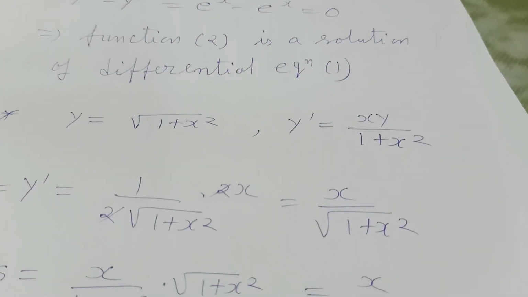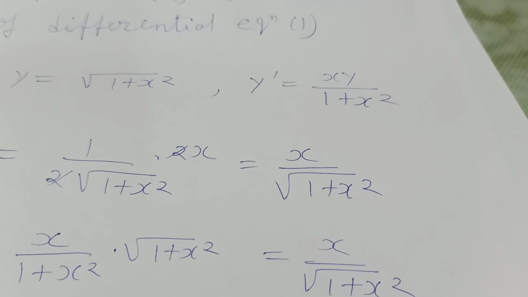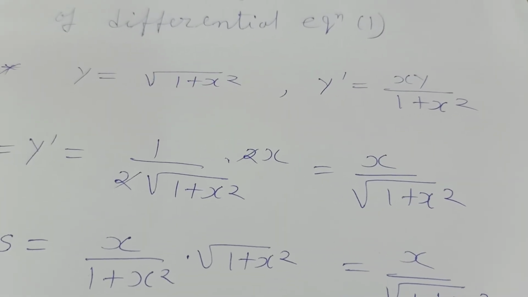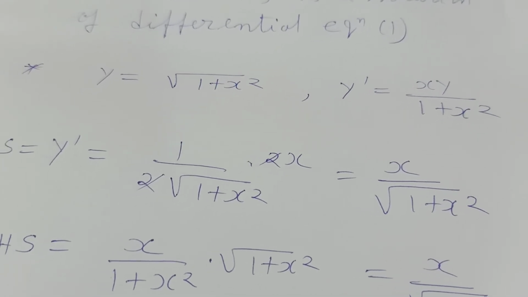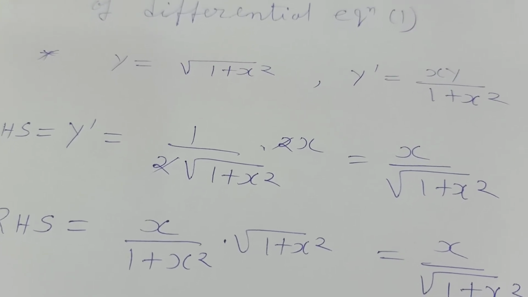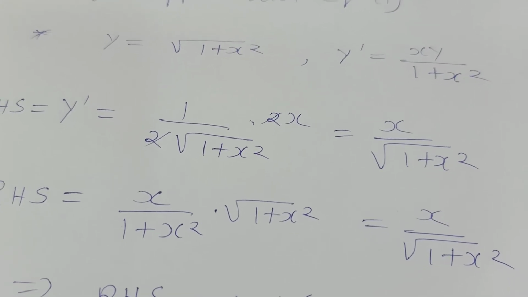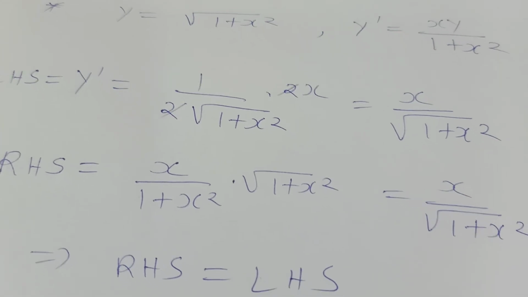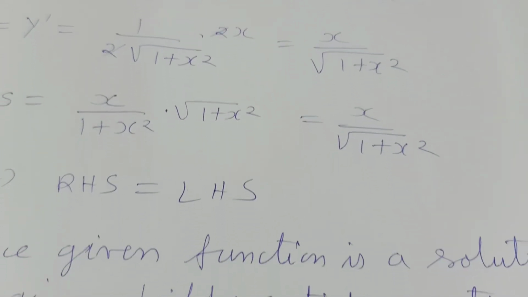Now if we take another example, y equal to root of 1 plus x square, this is our function, and the equation is y dash equal to xy upon 1 plus x square. We will get y dash equal to 1 upon 2 root 1 plus x square into 2x, that is x upon root 1 plus x square. So the value of our LHS is x upon root 1 plus x square. Now if we take RHS and put the value of y, then we will get the same value, x upon root 1 plus x square. So we can say LHS equal to RHS. Hence the given function is the solution of the given differential equation.